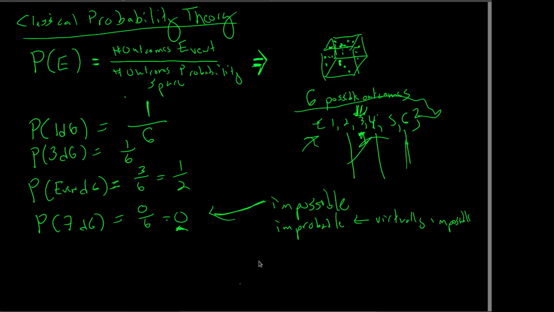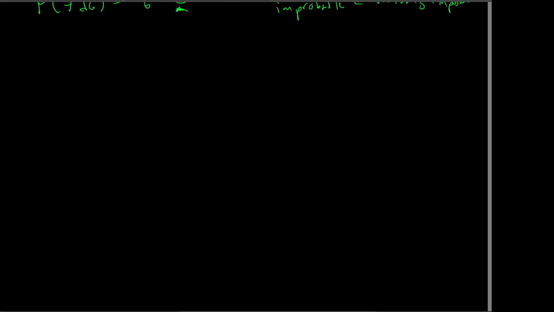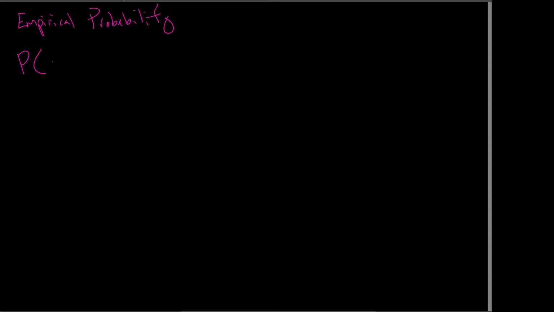And for that, we're going to look at empirical probability next. I like how my voice squeaked there. Empirical. And empirical is when we do something from measuring it. So empirical probability. And that's the probability of an event is equal to the frequency of the event given a number of outcomes.